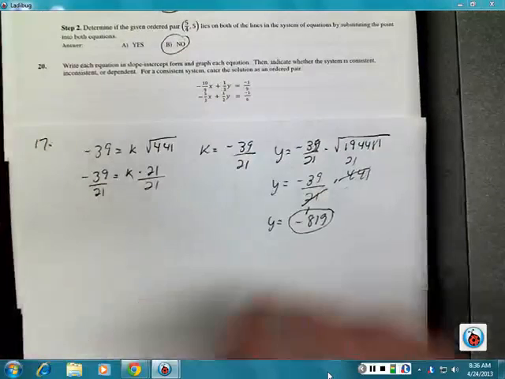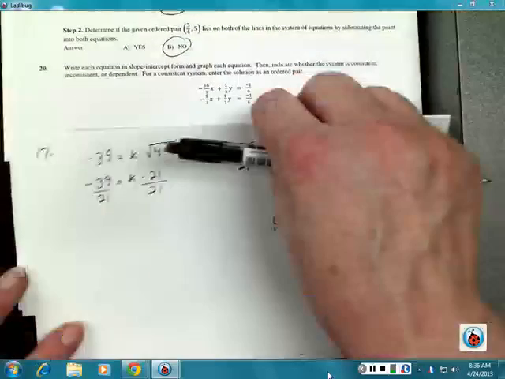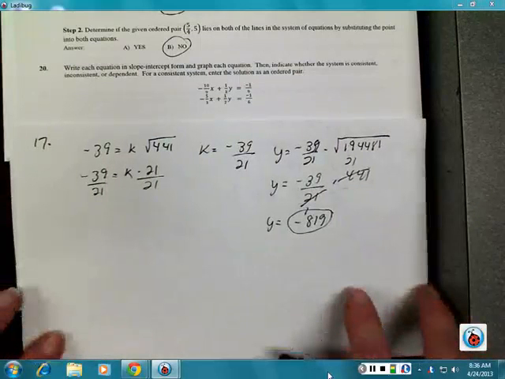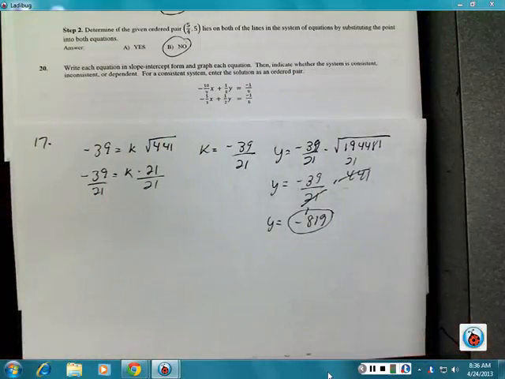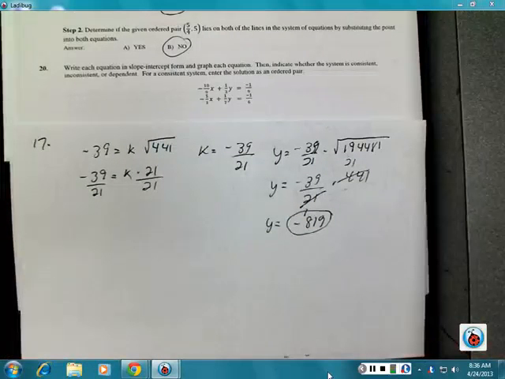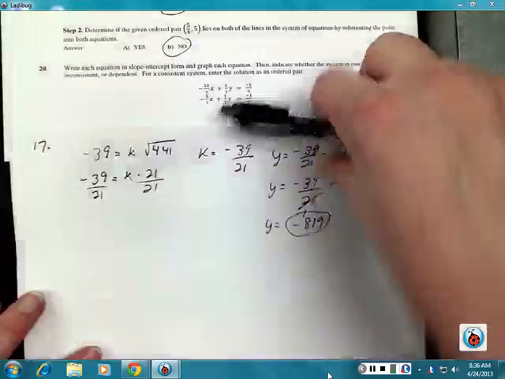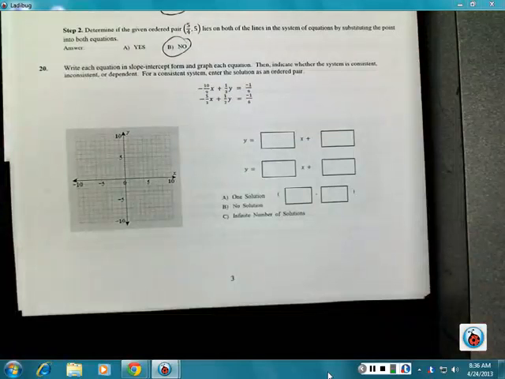Number 30, it says write each equation in slope-intercept form and graph each equation. Then indicate whether the system is consistent, inconsistent, or dependent. For the consistent system, enter the solution as the ordered pair. So what do we got going here? So let's see if we can get this to where it looks like something we can end up solving.